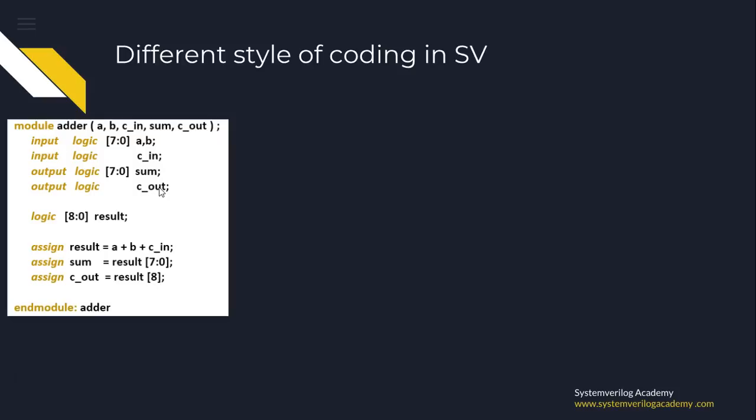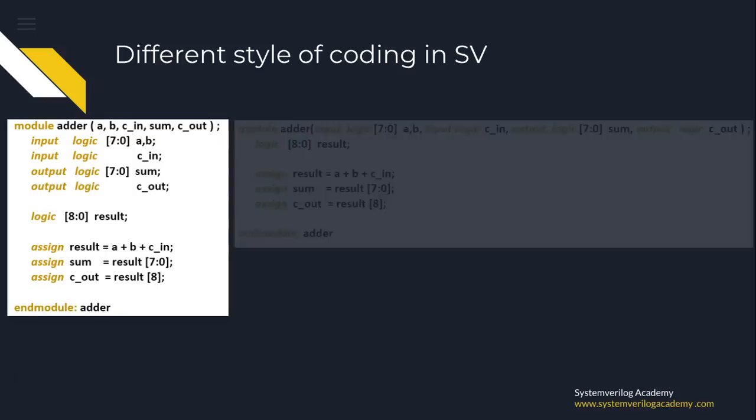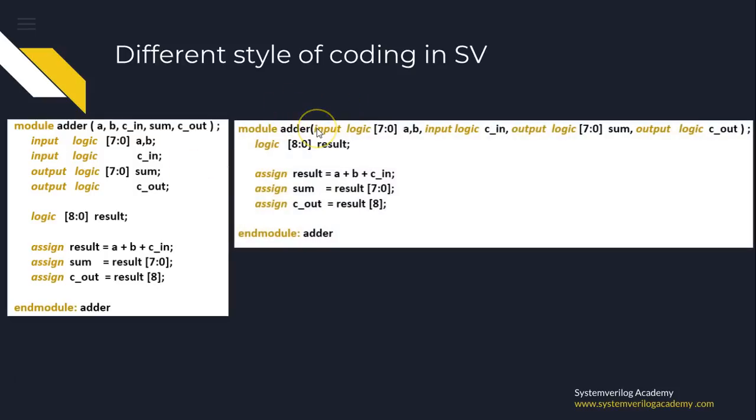Instead of that, you can specify the direction of ports within the brackets, in the module line itself. This is shown here. Also, you can combine the direction declaration of multiple variables, which are of the same length.